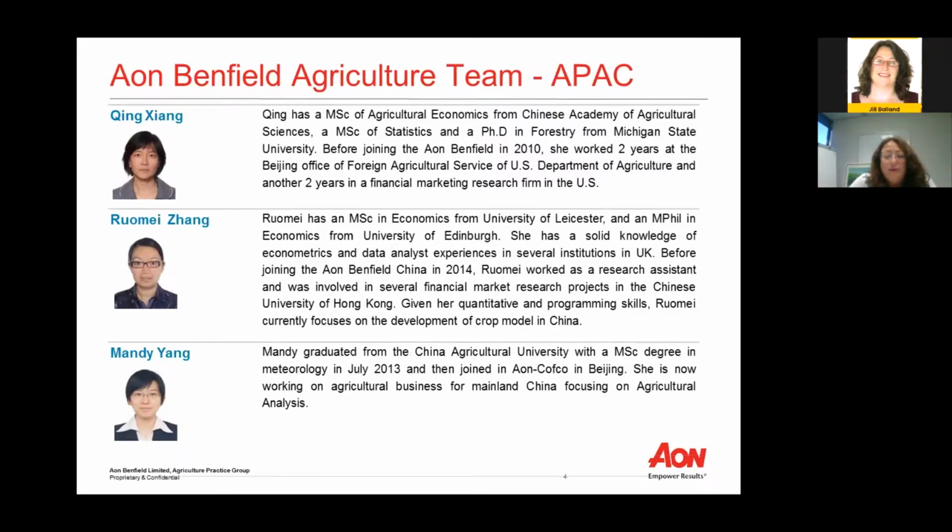And then we have a good group in China. China has a very big agricultural insurance program, which is supported by the government. And so we have a lot of business in China, and we have 3 women working up there specifically for agriculture. Ching, who has a PhD in forestry, Rume, who's got a master's in economics, and Mandy, who has a master's in meteorology. So we've got a really good group and a wide range of skills.